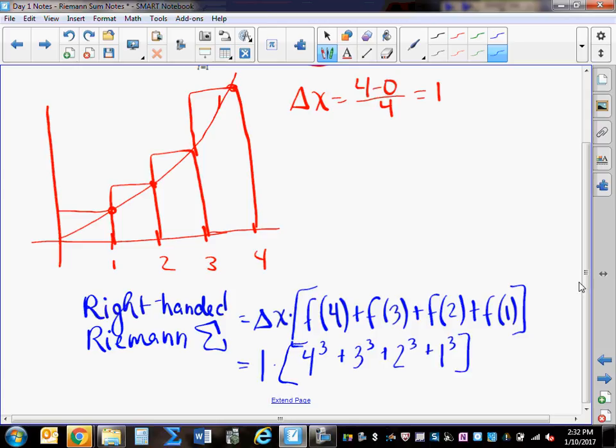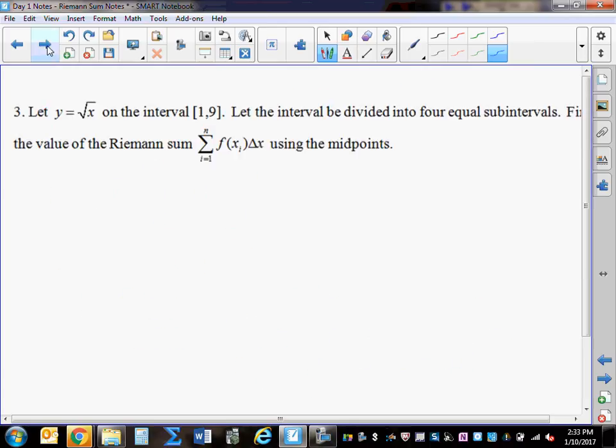Questions on that? Okay, show me thumbs up, thumbs middle, thumbs down, how you feel so far with this. Wonderful. Okay, let's take a look at our midpoint one. I like this one.